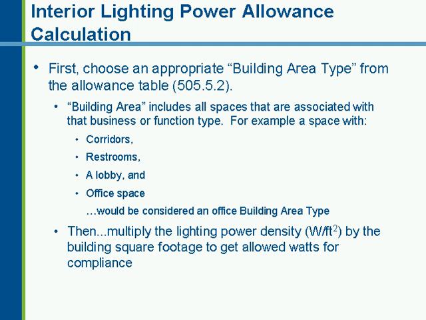the actual allowance calculation. First, you would choose an appropriate building type from the allowance table. And a building area, again, as we briefly explained before, includes all the different spaces within that function type. So, for example, if you have a building that includes corridors, restrooms, a lobby, and some office space, this would be considered an office building area type, and you would pick that value from the table. Then, once you've chosen that number, you multiply that lighting power density from the table, watts per square foot, by the building square footage to get your allowed watts for that building for compliance.